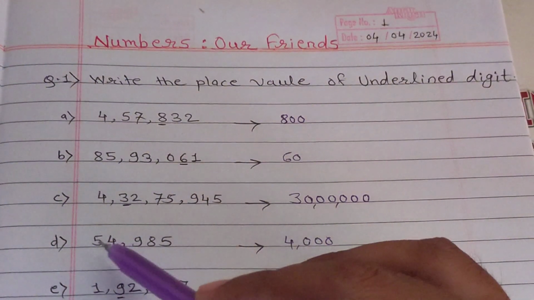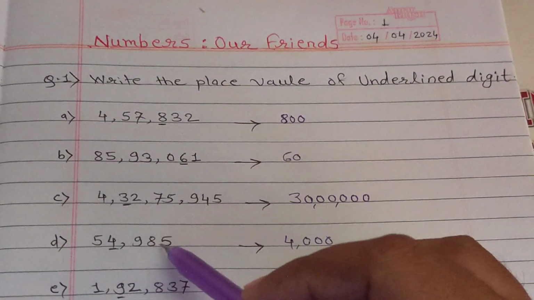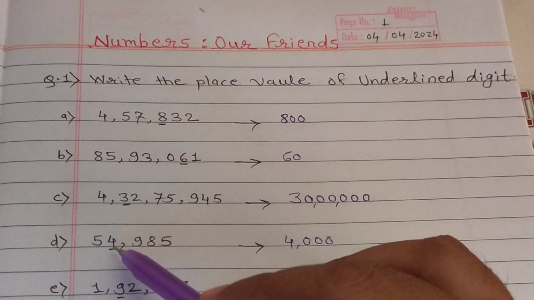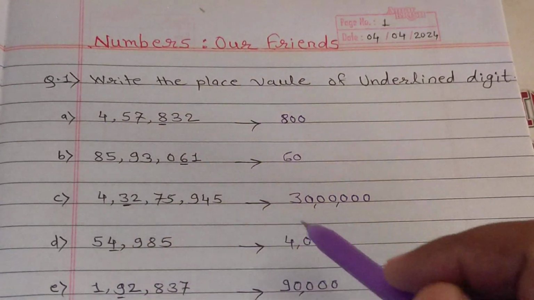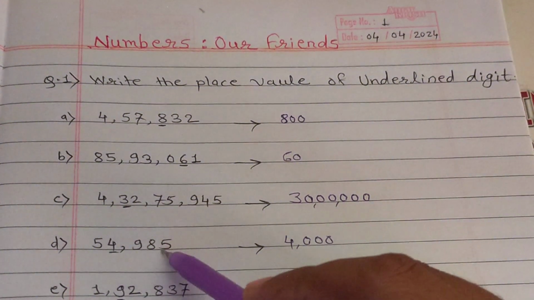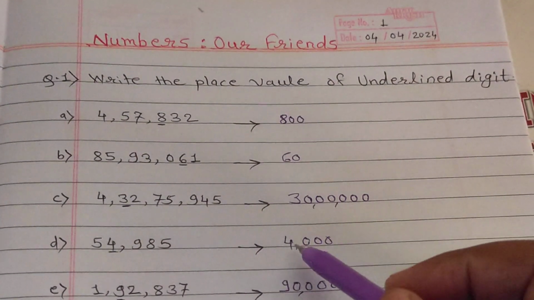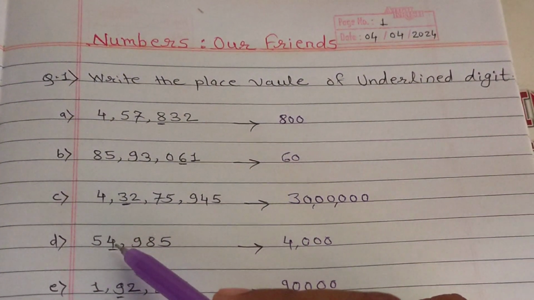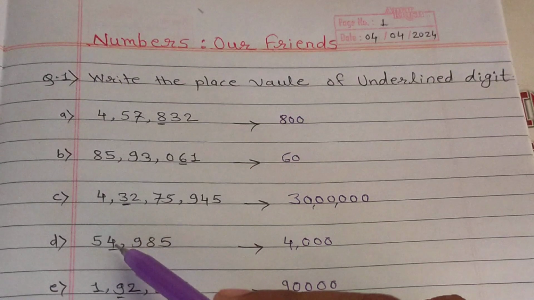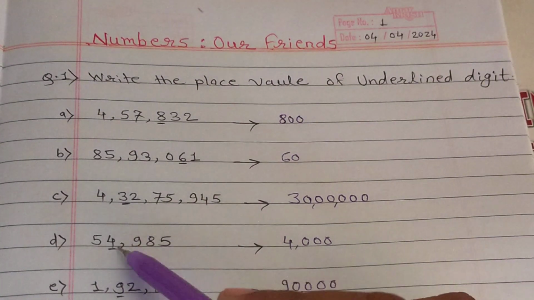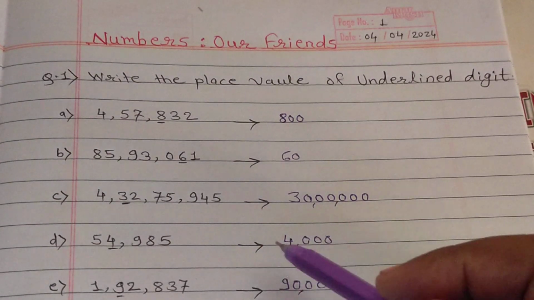Now in this fourth number 54,985, we have to find place value of 4. So write 4 and then after 4 write 3 zeros, 1 2 3. 3 zeros, we get 4,000. 4,000 is the place value of this 4, or this 4 is in the 1000 place in this number, so the place value of 4 is 4,000.